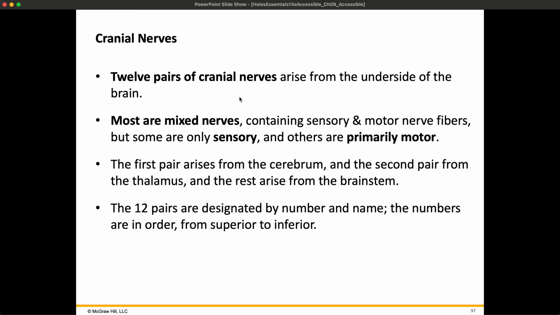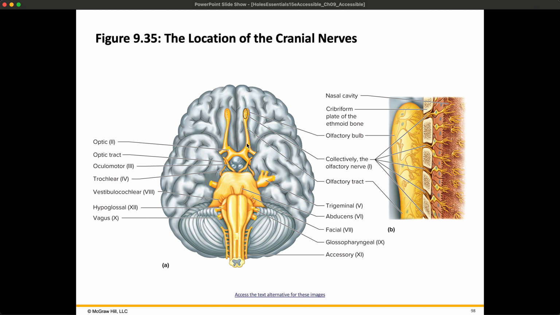So there are 12 pairs of cranial nerves from the underside of the brain. Most of them are mixed, meaning that they have sensory and motor fibers, but some are exclusive. They are designated by number and name, and they are in order for the most part. So when you look at the brain, all the way at the very front, you have cranial nerve 1, your olfactory bulb, and then as you go back, you have the optic, which is cranial nerve 2, oculomotor, moving the eyes, is 3, trochlear is 4, and so on and so forth.